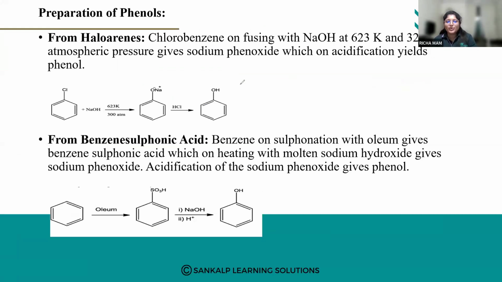You have to take haloarenes. Now we know what haloarenes are. By using haloarenes, we can prepare phenols. Chlorobenzene is taken, and we are going to fuse it with NaOH at 623 Kelvin and 300 atmosphere pressure. I'm going to get sodium phenate, or you call it sodium phenoxide. What is happening is the Cl is replaced by O minus Na plus, so I get the sodium phenoxide.